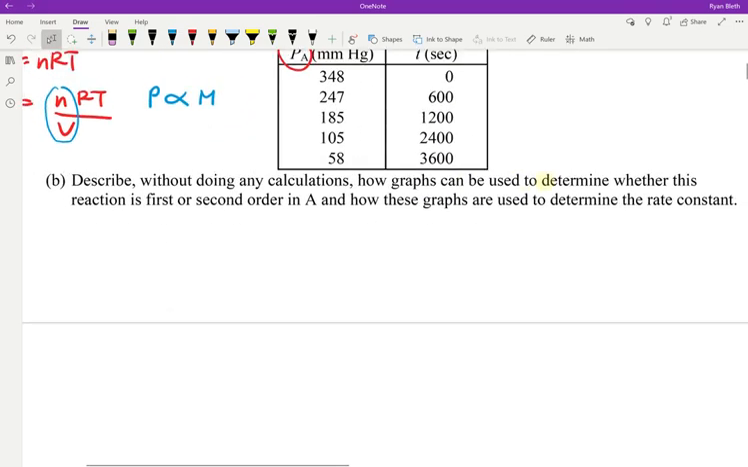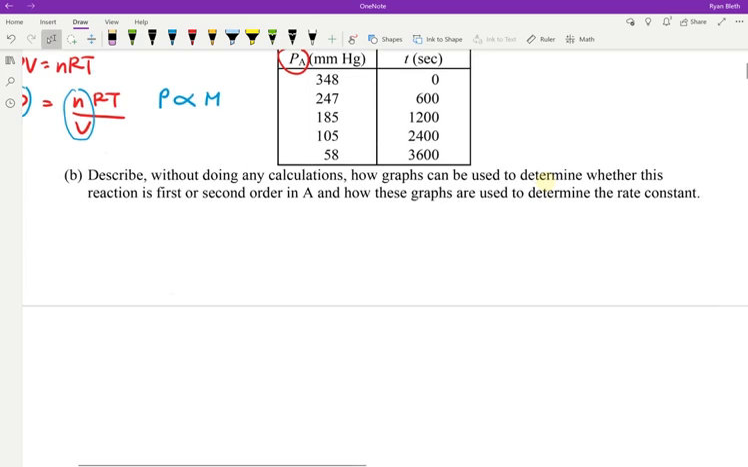The question is asking, describe without any calculations how graphs could be used. This is one of those more modern questions where it'll tell you to answer something but not actually show any calculations, or maybe not even give you any numbers that would allow you to do calculations. But they've narrowed it down for us, which is nice. They ask, how could you tell whether it's first or second order? In other words, we know it's not zero order. But keep in mind, what does that mean, first and second order?